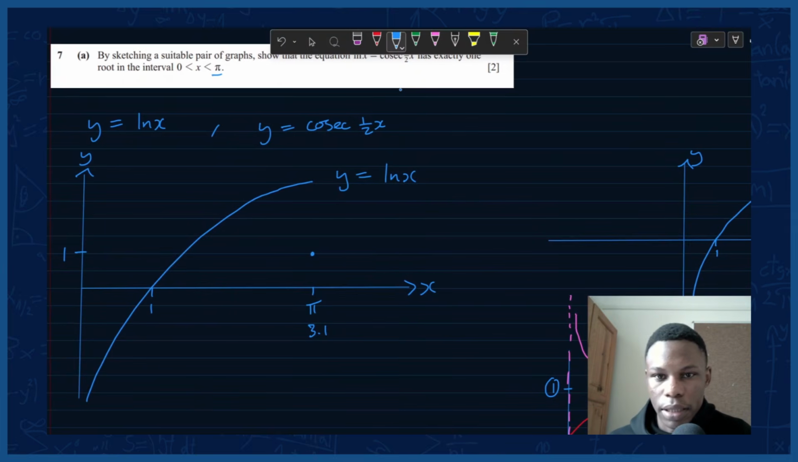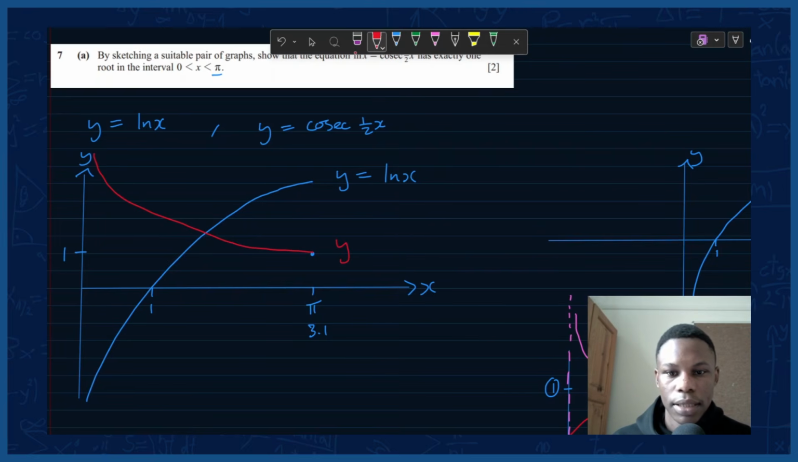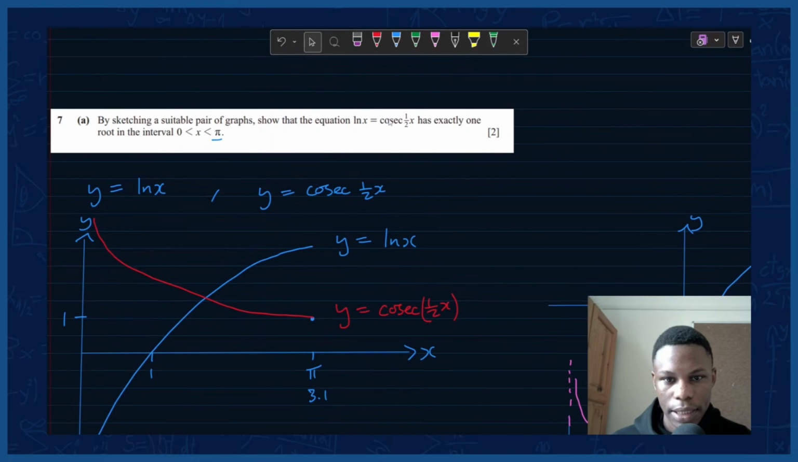So it's going to be, I'll draw it in red. This is y is equal to cosec of half x. And we are trying to prove that this equation has exactly one root, which means these two graphs have to intersect at exactly one point, which is this point. So circle it to show that that's going to be our root. And that's part A. Part B, verify by calculation that this root lies between 2.6 and 2.9.